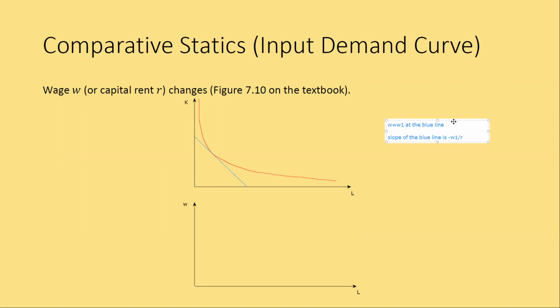So let's fix the capital rent, but we are going to change the wage rate. And everything will be similar if we change the capital rent, but fix the wage rate. So this is the slope of the blue line. And so given this isoquant and given the wage rate and the capital rent, we can see that this point A is the optimal point, right? So we can draw a dashed line that's going to go all the way down to the second graph below.